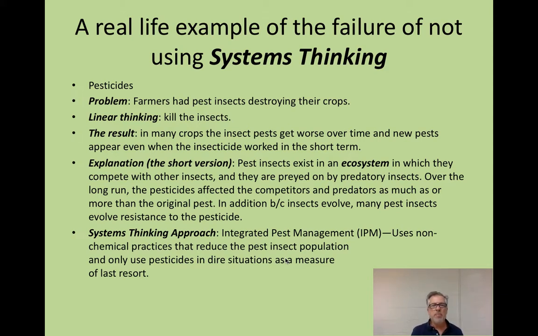And so you come up with practices that reduce the pest insect population, and then you only use pesticides in dire situations as a measure of last resort. This slide is a very shortened version of a very long story for which there are entire courses in grad school, and people study integrated pest management. So let us remind ourselves of the big systems on Earth, and then let's talk about one potential way that systems thinking can be used to think about environmental problems.